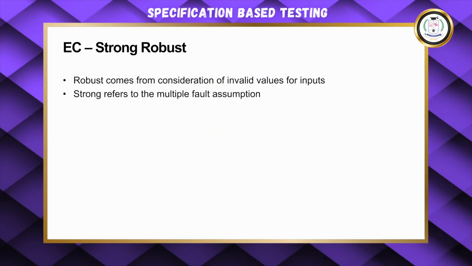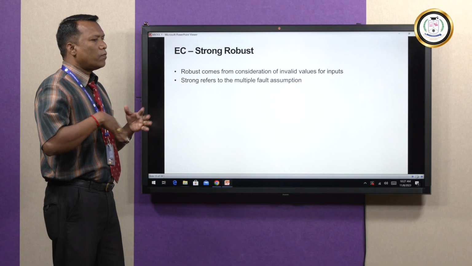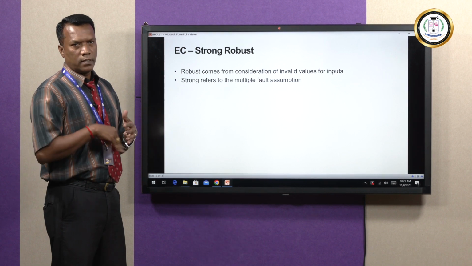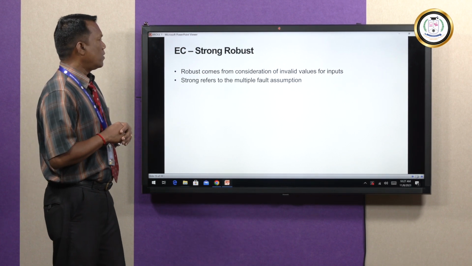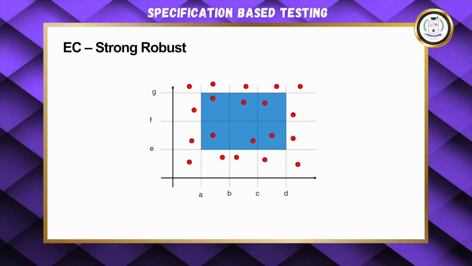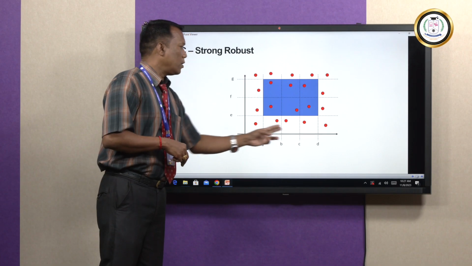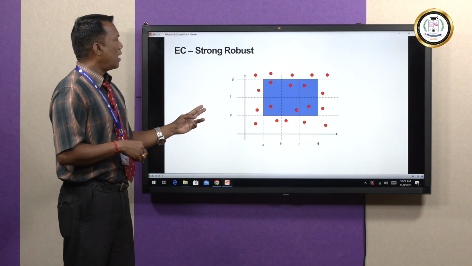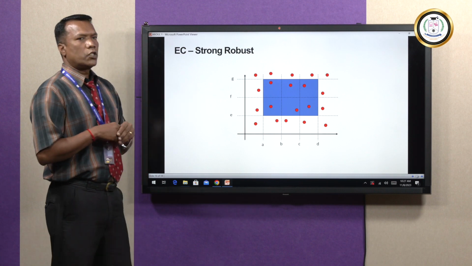What is a strong robust? In the strong robust, we have more values which are going to be out of the box considered over here. Strong robust, the multiple fault assumptions. Other than the actual values that I am going to provide for testing, I try to provide the invalid values and try to test. We call this a strong robust.